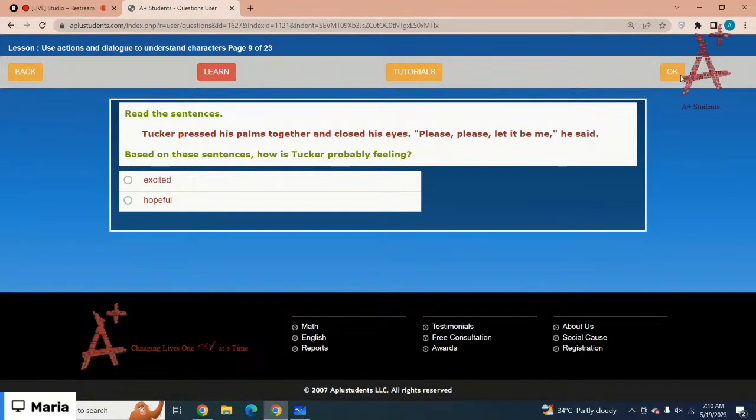Tucker presented his palms together and closed his eyes. "Please, please, let it be me," he said. So, which is the correct option? Based on these sentences, how is Tucker probably feeling? Excited or helpful? Which is the correct option? It would be hopeful.